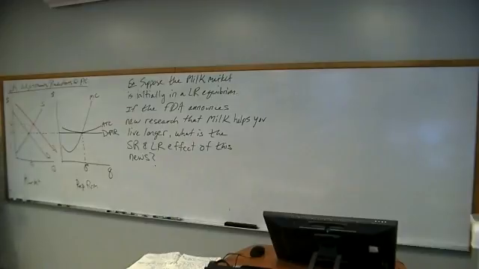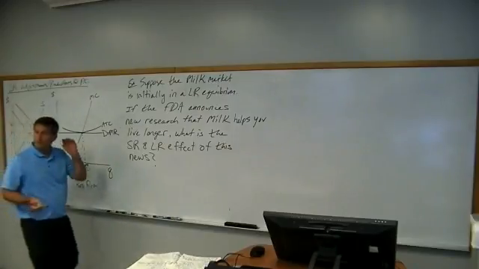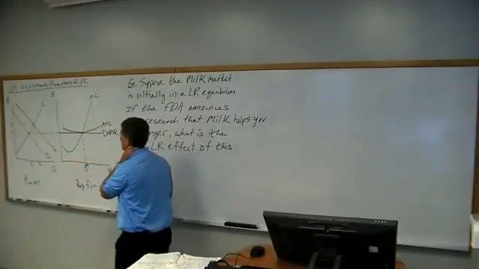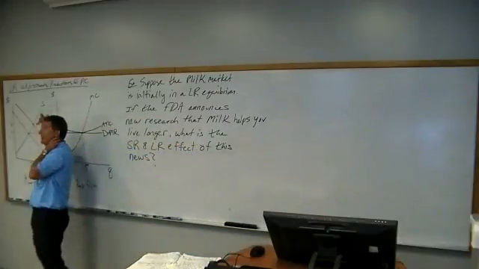Prediction on quantity. Quantity in the market goes up or down? Up. So we bump up to Q2. Why did that happen? Why did the Q2 go up? This was chapter 3, we'd be kind of done here.